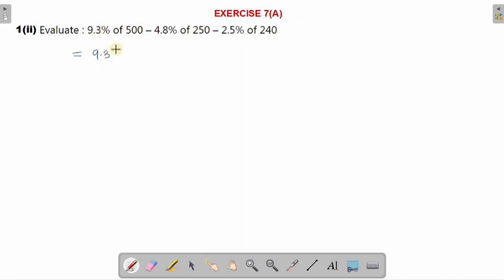9.3, I told you percent is 1/100, or rather you can do this also. Instead of writing this, you can write by 100 also. Okay, so we have of as into, we have 500 minus, similarly we have 4.8% means divided by 100 into, of means into, we have 250 minus, similarly we will get 2.5/100 into 240. Okay, so you just need to simplify here.